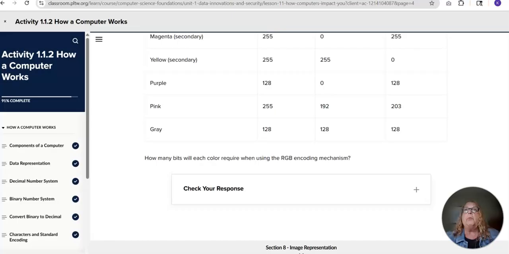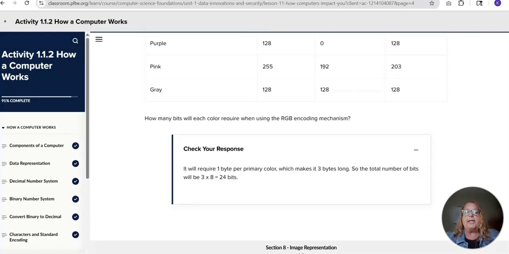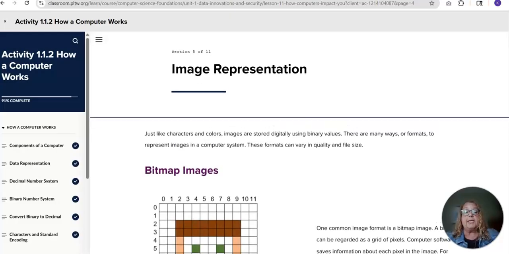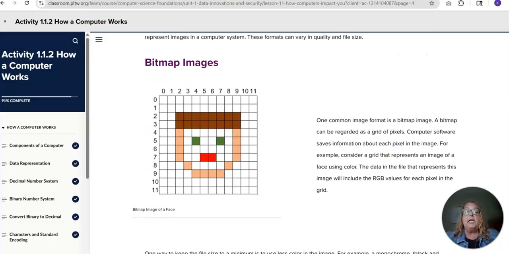And when we're doing digital images, a lot of times using the ASCII code is better than just saying red or green or blue. Okay. How many bits will each color require when using the RGB encoding mechanism? Add that as your answer. Try to figure that out before you look at it. That'd be good. And then here it talks about the image representation.